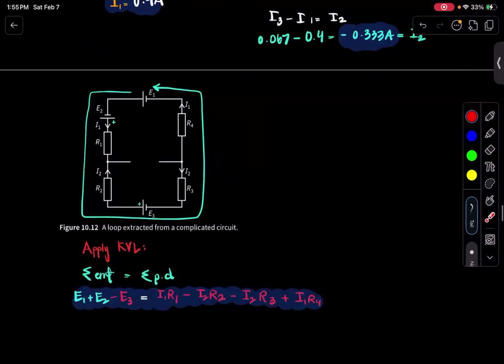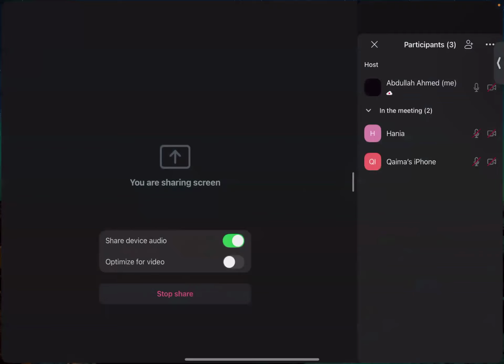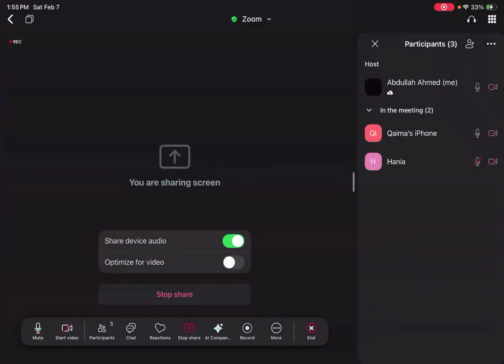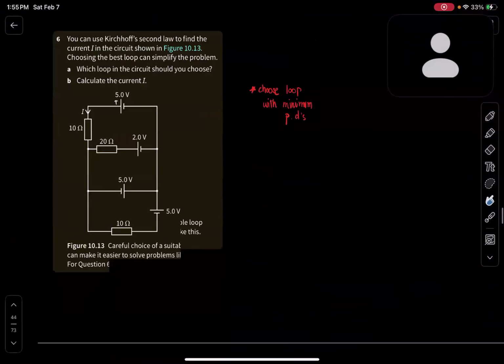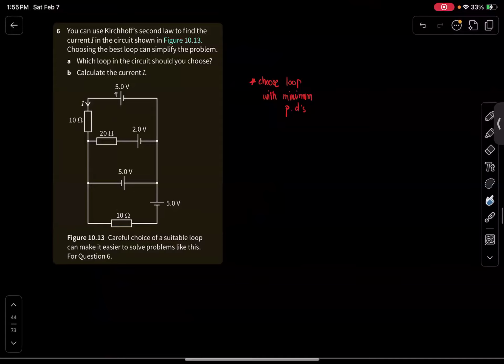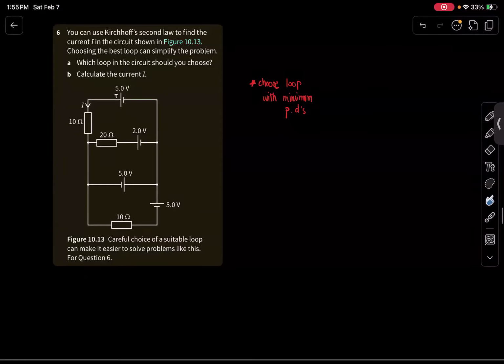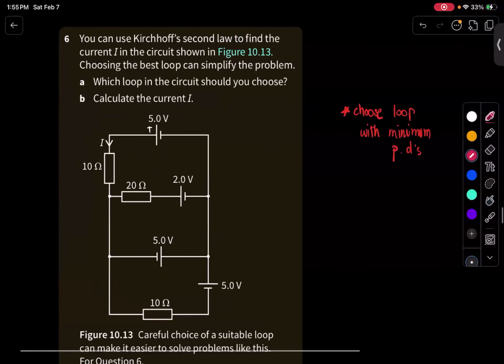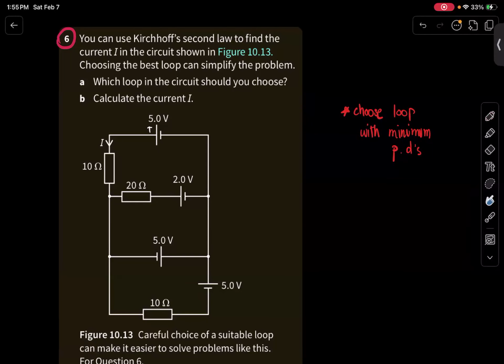So yes, Kaima, does that make sense? Any questions? No questions. Okay. Sounds good. You can try question number 6 by yourself. I would recommend that you try it yourself before we do it in the next class. This is a good one. Question 6 is a good one.